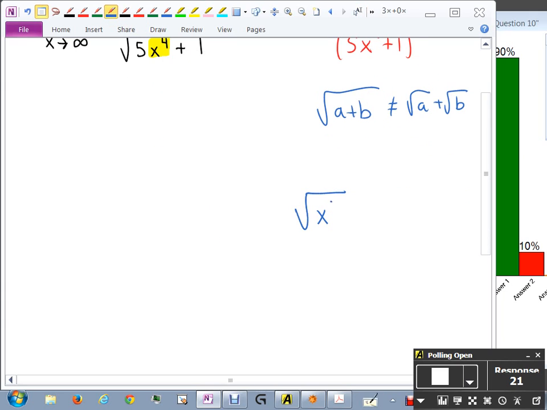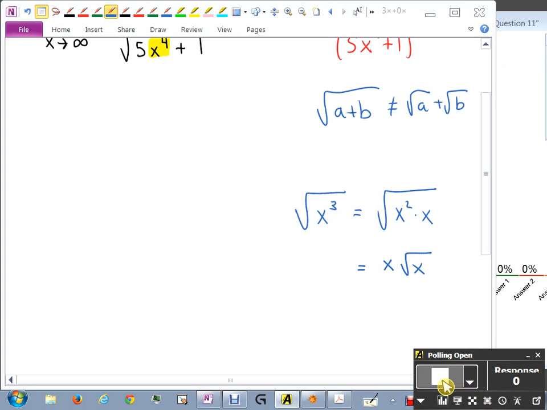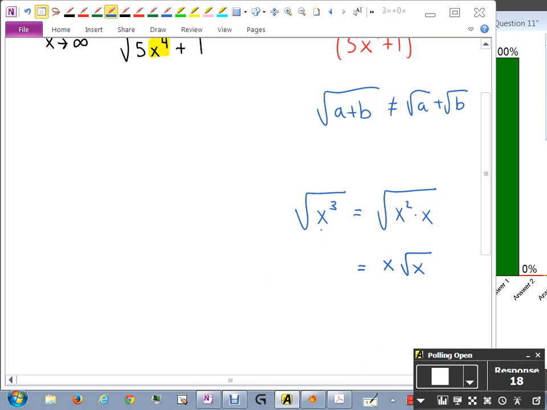If I say what's the square root of x cubed, are we all comfortable with rewriting this way, as x squared times x? And we always like that because if we have x squared and this is a square root, then really this just becomes what? x on the outside, square root of x. How many of y'all are okay with that? Just let me know real quick. Okay, so this turns into this. And 100% according to the vote understand that.